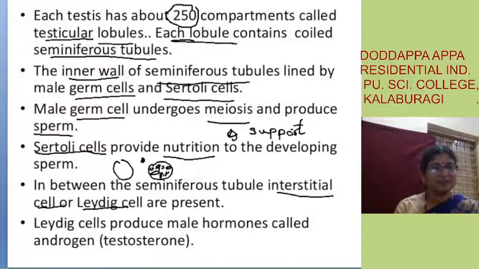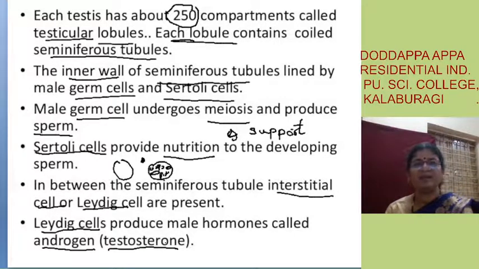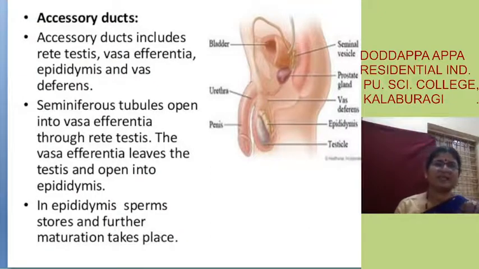In the class, what did we write? Interstitial cells of Leydig. Leydig refers to the scientist's name. So Leydig cells, or the interstitial cells, produce the male sex hormones which are called androgens, a group of male sex hormones. Among them, a very important one is testosterone. Fine. Now let us go to the next slide.